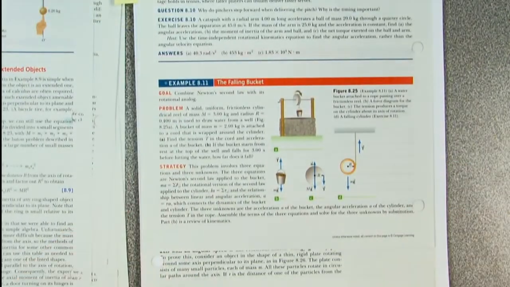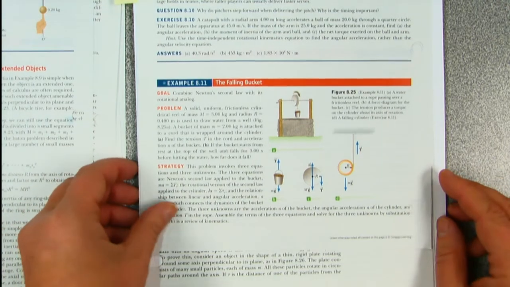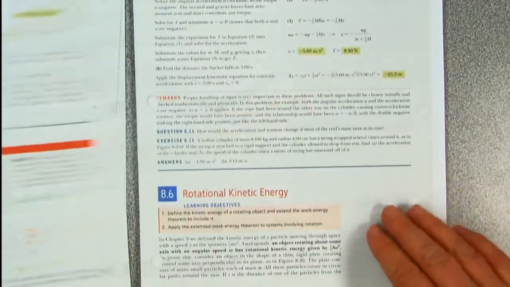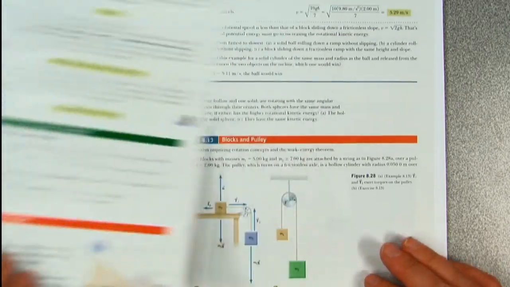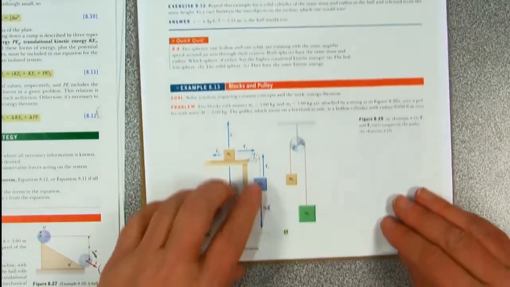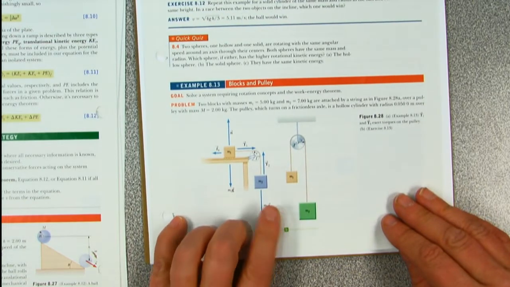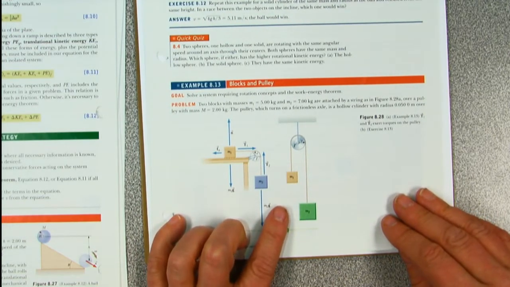I would definitely look at my weld problem. Look at how that weld problem is in there. And there's the solution to the weld problem. It's on the next page. We have the ball rolling down an incline. These are your blocks and pulleys. And these are going to be similar to the weld problem.